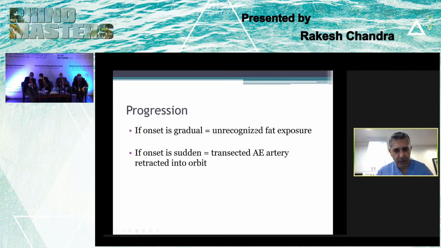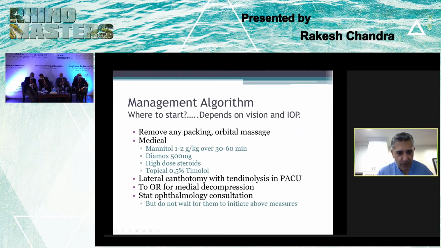If the onset's gradual, again, it most likely reflects an unrecognized fat exposure, but if it's sudden and explosive, then it's usually a transected anterior ethmoid artery. There are a lot of medical methods in the literature for this, but this is a surgical emergency for decompression. Another teaching point for registrars and so forth is that although you can consult ophthalmology in this situation, you cannot wait for them before performing decompression.